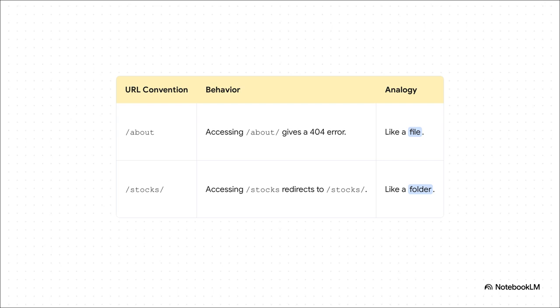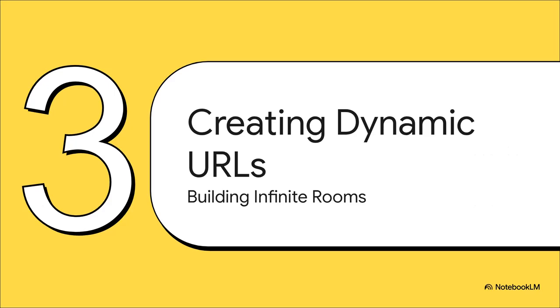But if you define your route with a slash, like /stocks/, Flask thinks of it like a folder. It's basically telling you, hey, there could be more stuff in here, like /stocks/1 or whatever. And the cool part is, if a user just types /stocks, Flask will automatically redirect them to /stocks/ for you. Pretty neat.